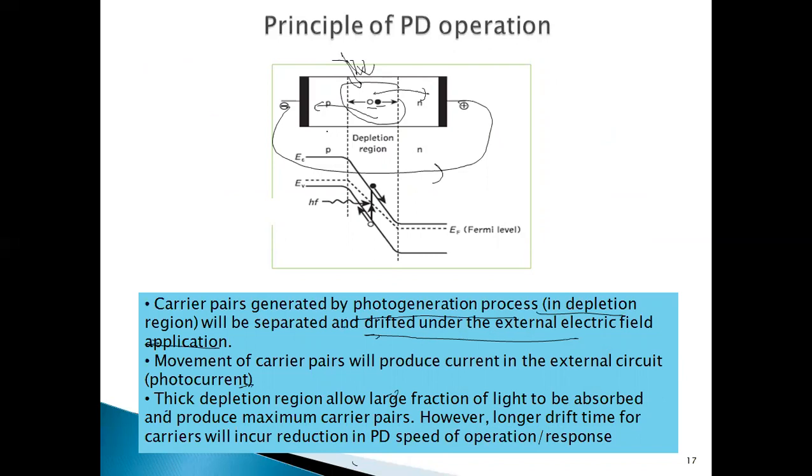But the drawback of having a thicker depletion region is that more time will be taken for the carrier pairs to drift, and as such the speed of operation or the response of this photodiode will be reduced. So these are the things that we need to understand in the case of photodiode operation.